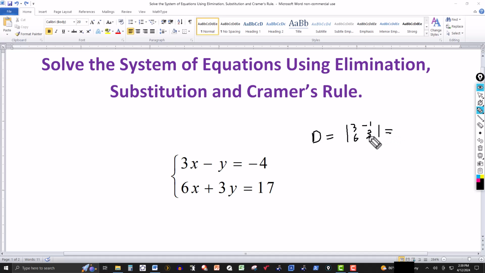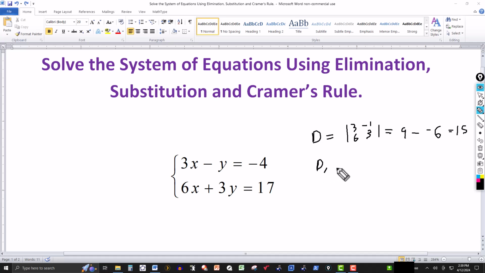And you do that by simply cross-multiplying here. So 3 times 3 is 9. And then it's always minus. Subtract this product here. So that's minus 6. And then you combine. Double negative here makes it a 15. So D is equal to 15. And then the next thing we do is we find what we call D sub x.